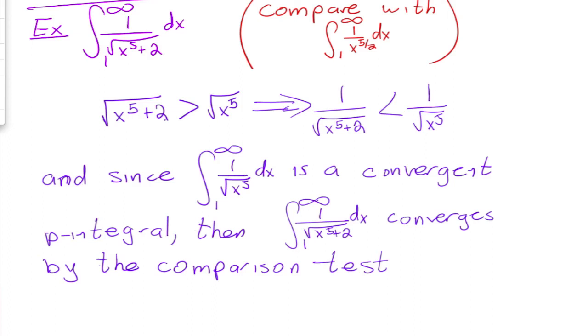If I had x to the fifth plus x plus 2, could I take off the x as well? Okay, excellent question right there. Let's say we put in an x right there. Then to be able to use the same analysis, this would have to be true: that x to the fifth plus 2x is greater than the square root of x to the fifth.